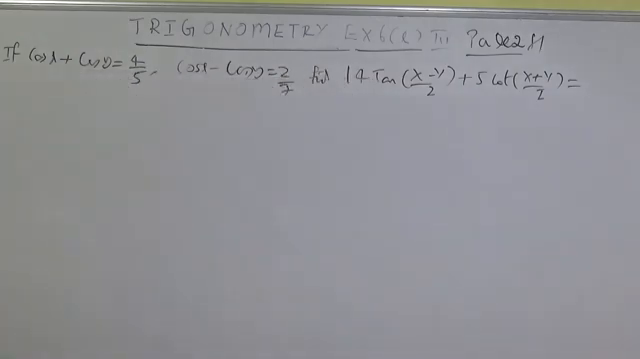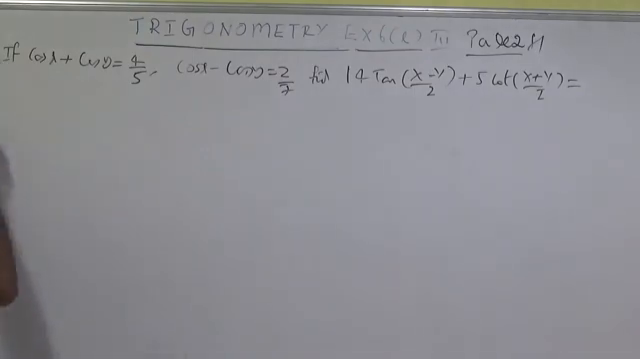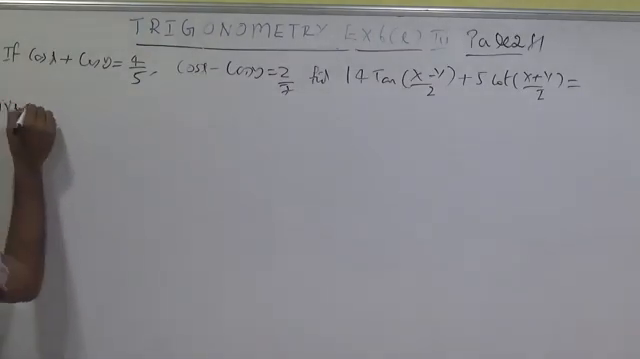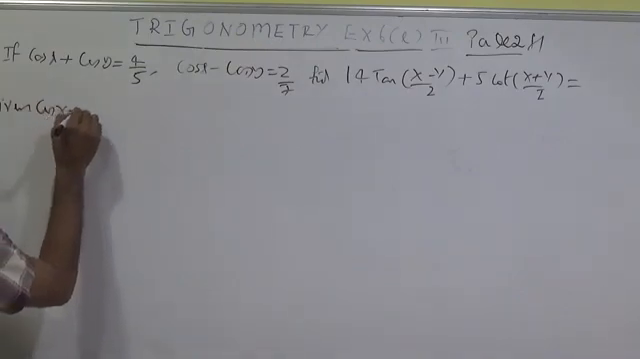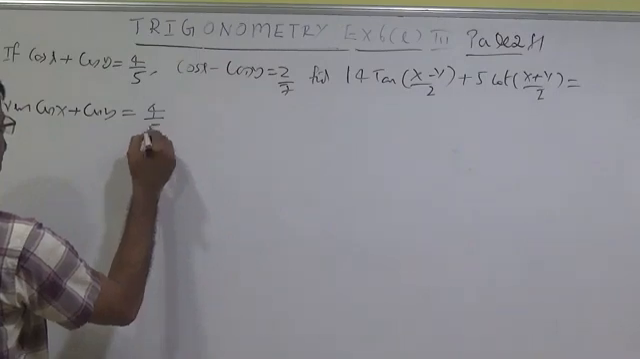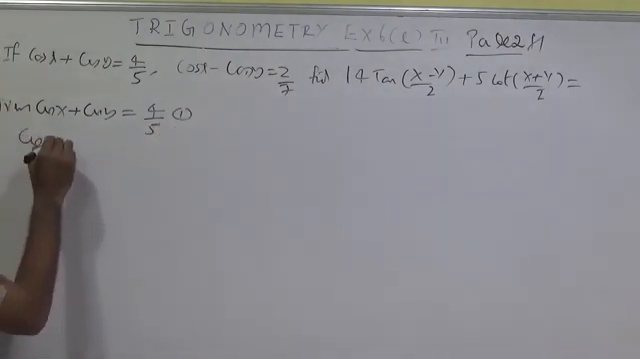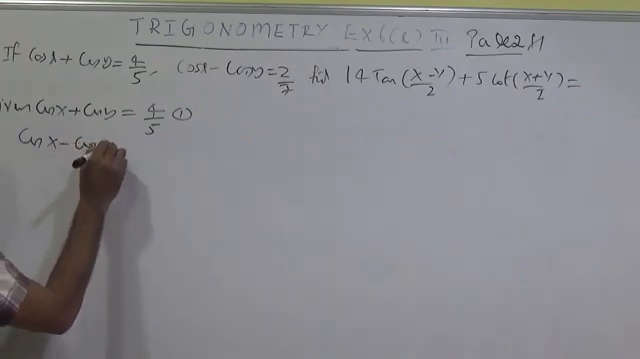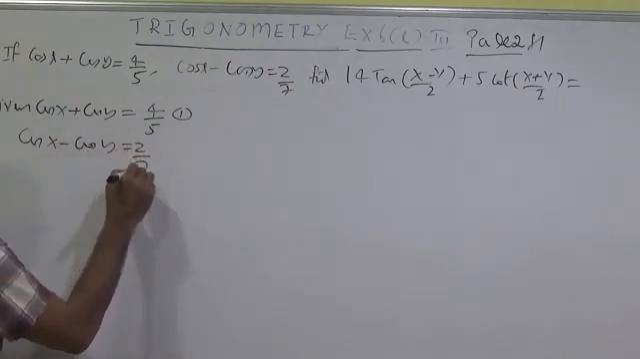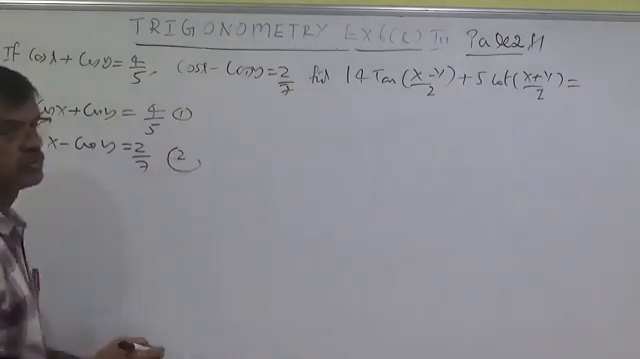We should calculate the value. Given cos x plus cos y is equal to 4 by 5. Let it be the first equation. Next one, cos x minus cos y is equal to 2 by 7. It is the second equation.